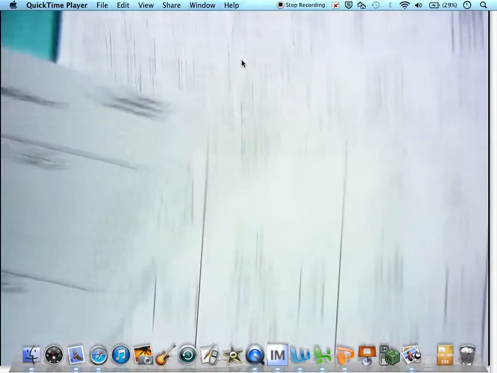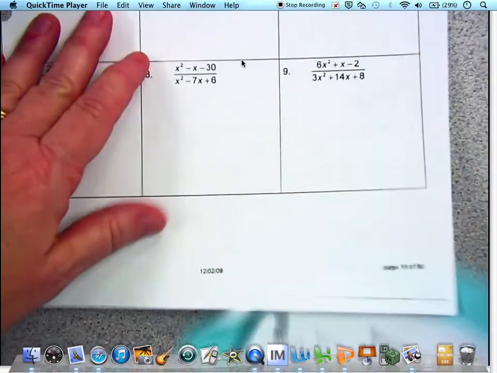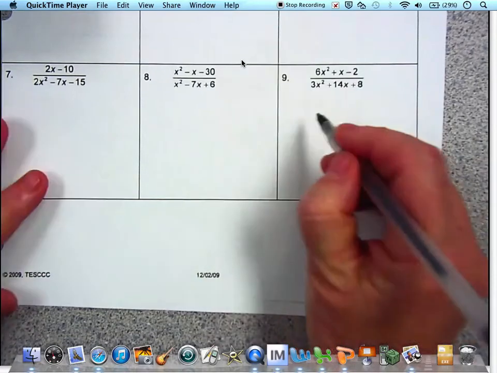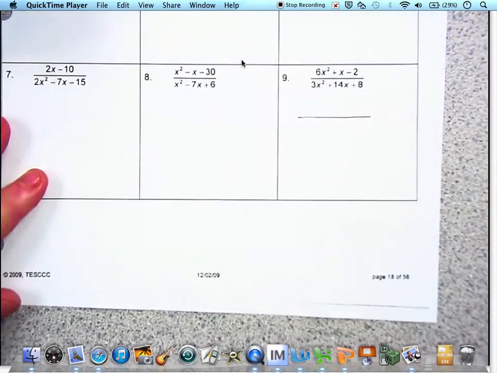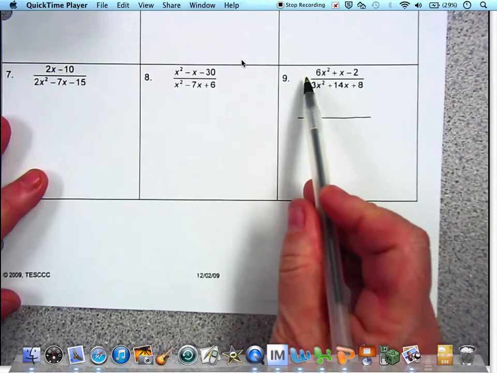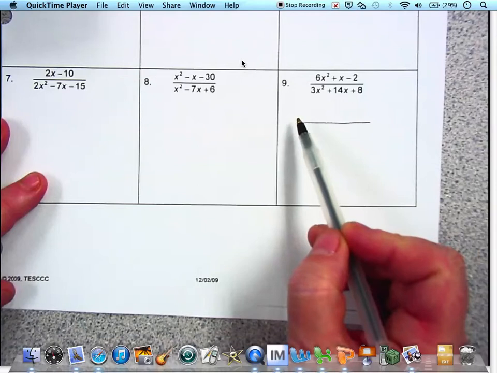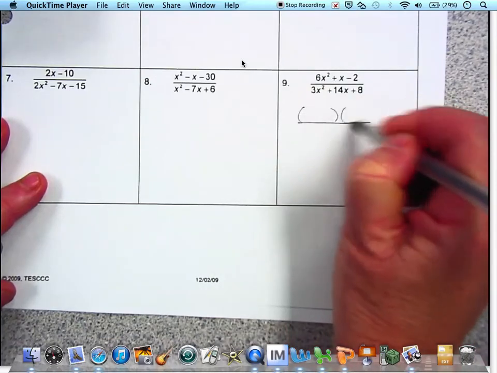Okay, now that paper I just handed out, I want you to look at number 9. Number 9 is a little trickier because the factoring is a little harder. Do you remember how to factor this top part? Can't take a 6 out, can you? Because there's not a 6 in all of them. So you can't put a 6 on the outside of the parentheses. You still have to do 2 parentheses.